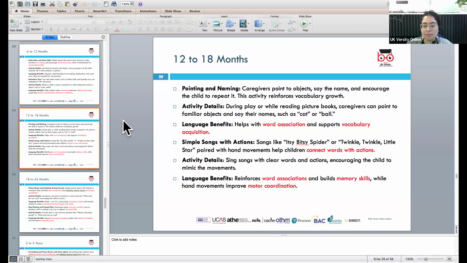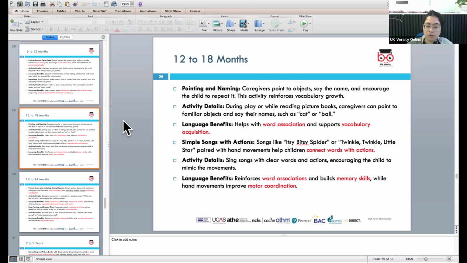Then 12 to 18 months. So when you point and name objects, you encourage the child to repeat it. This activity reinforces vocabulary growth. So what we do during this activity is, during play or while reading picture books, caregivers can point to familiar objects and say their names such as "cat" or "ball." Now this helps with word association, of course, and supports vocabulary acquisition.